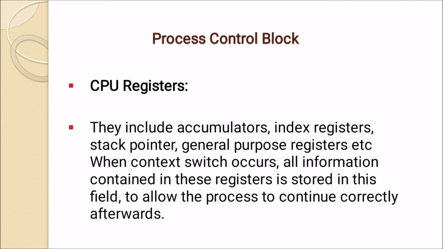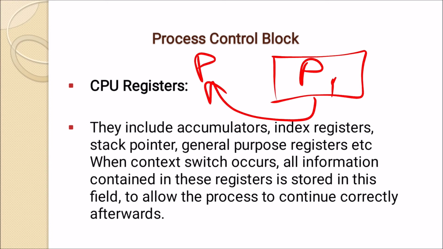to continue correctly afterwards. So for example, in the running state, first of all P1 is executing. The data of P1 is stored in the various registers. Now a context switch occurs, P1 goes into the ready state, and P2 is executing. P2 executes and just changes some registers and its variables. Now P2 terminates because it completes its execution. Now P1 comes back into the picture.